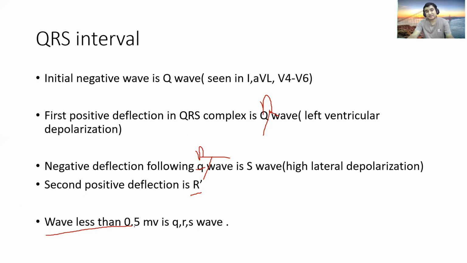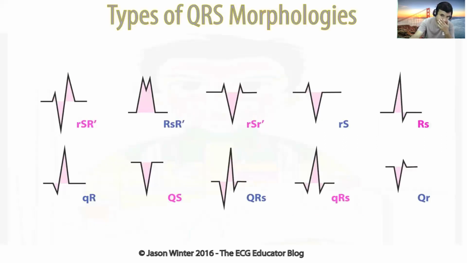And if the amplitude of the wave is very small, 0.5 mm, then you have to give a small letter like this. Okay, so we'll make it more clear. So here, the first positive deflection is what? R. Then the negative deflection following the R wave is S. The second positive deflection is R prime. So this is R, S, R dash.